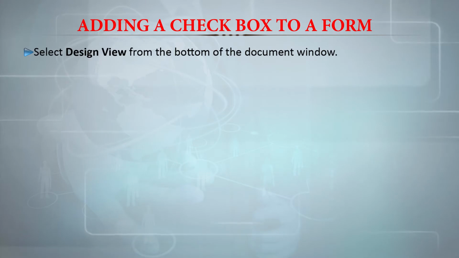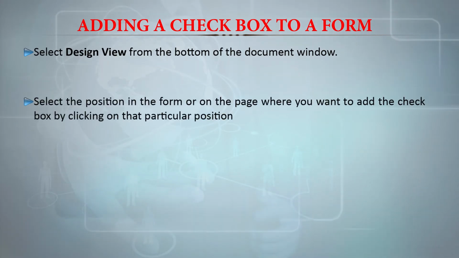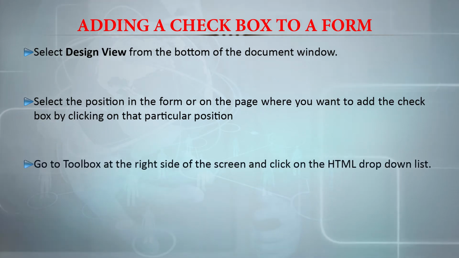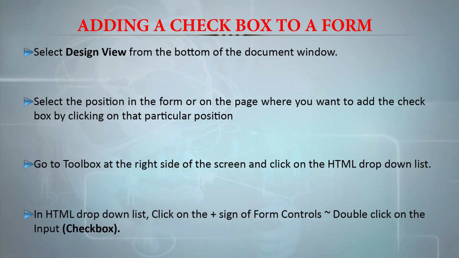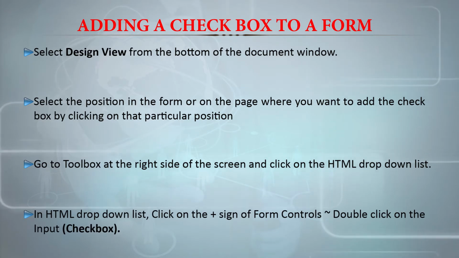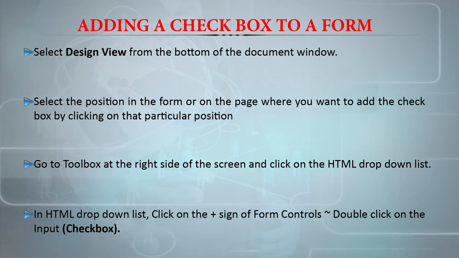Then select the design view from the bottom of the document window. Select the position in the form or on the page where you want to add the checkbox by clicking on that particular position. Go to the Toolbox at the right side of the screen and click on the HTML drop-down list. In the HTML drop-down list, click on the plus sign for form controls and then double click on the input, that is the checkbox.